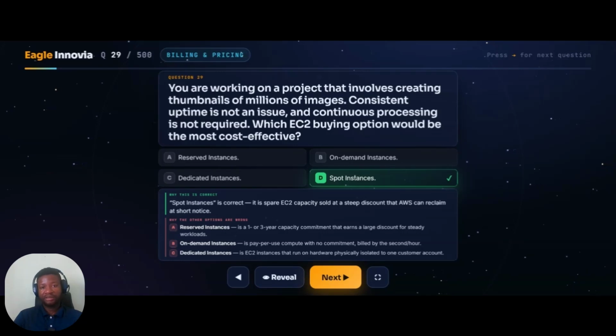Spot instances are spare EC2 capacities sold at a steep discount, but AWS can reclaim them at short notice. Why do we choose spot instances? Because the question said consistent uptime is not an issue.